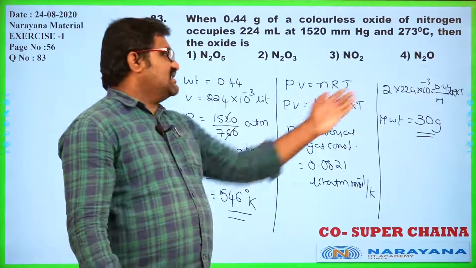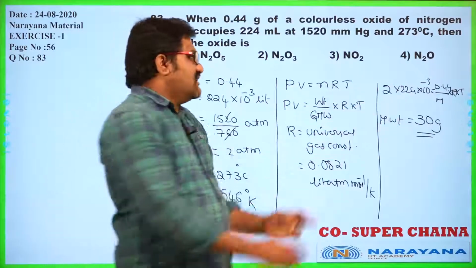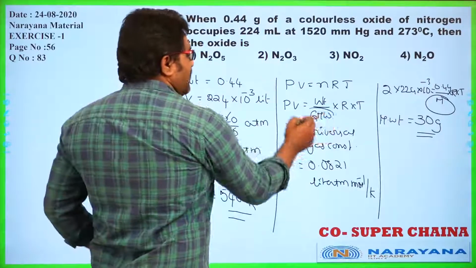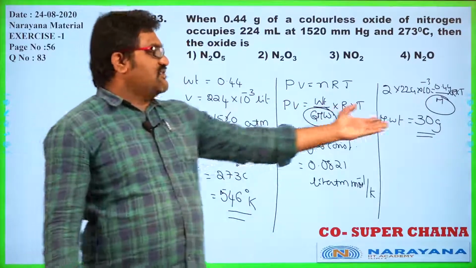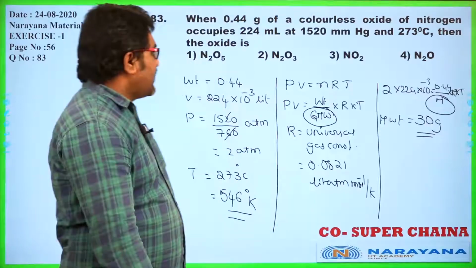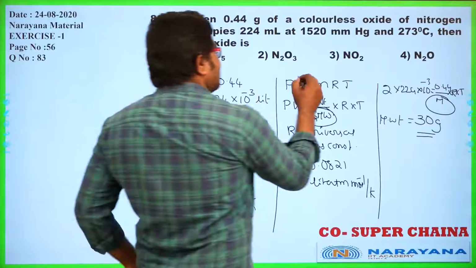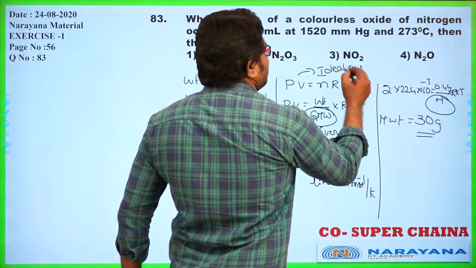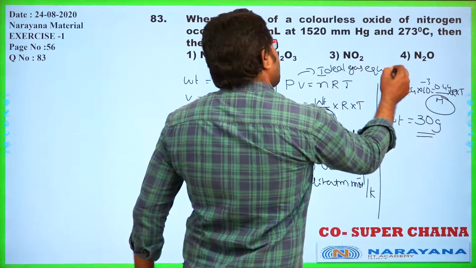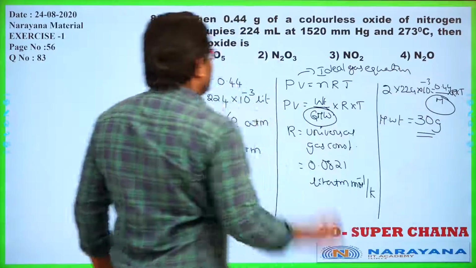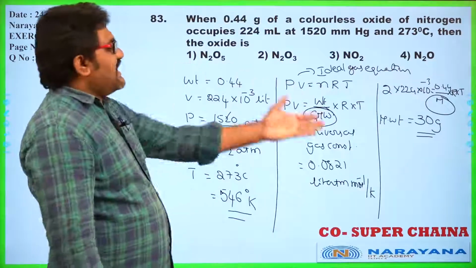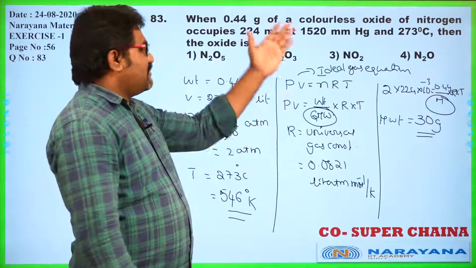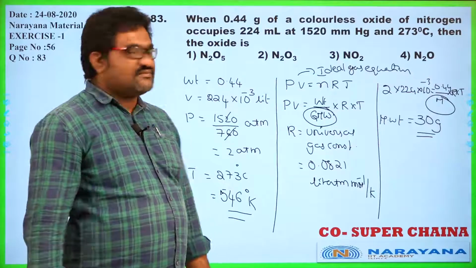By substituting all these values in that equation, we know all the values except the molecular weight in the number of moles. We will be able to calculate the molecular weight. This is called the ideal gas equation. So among the given options, the one having gram molecular weight equal to 30 is that particular molecule.